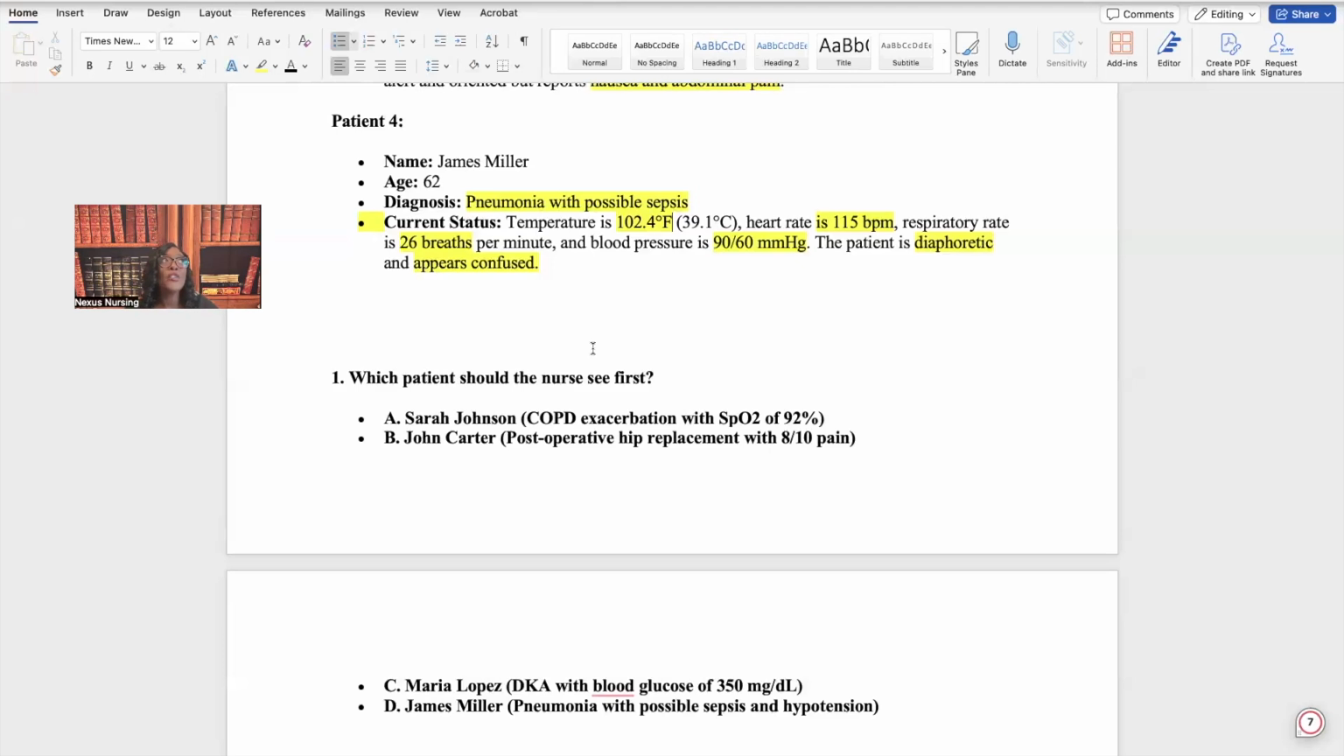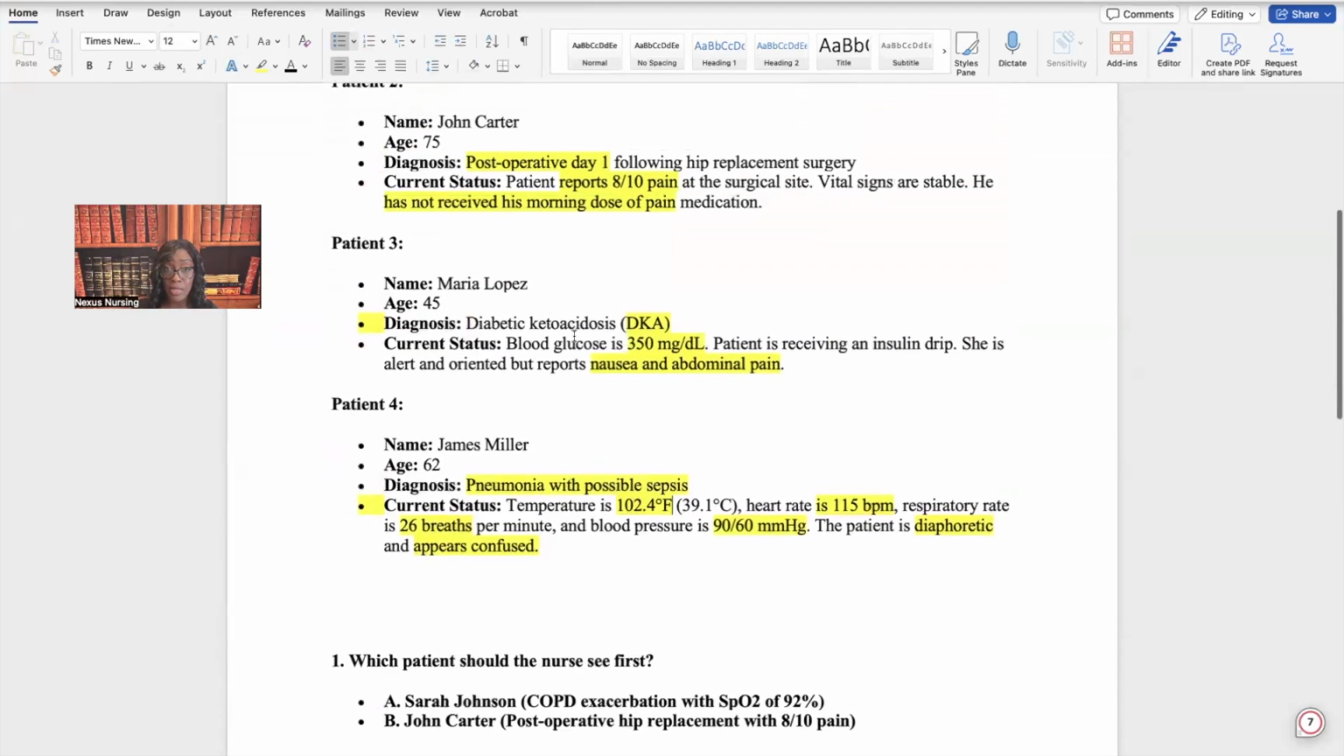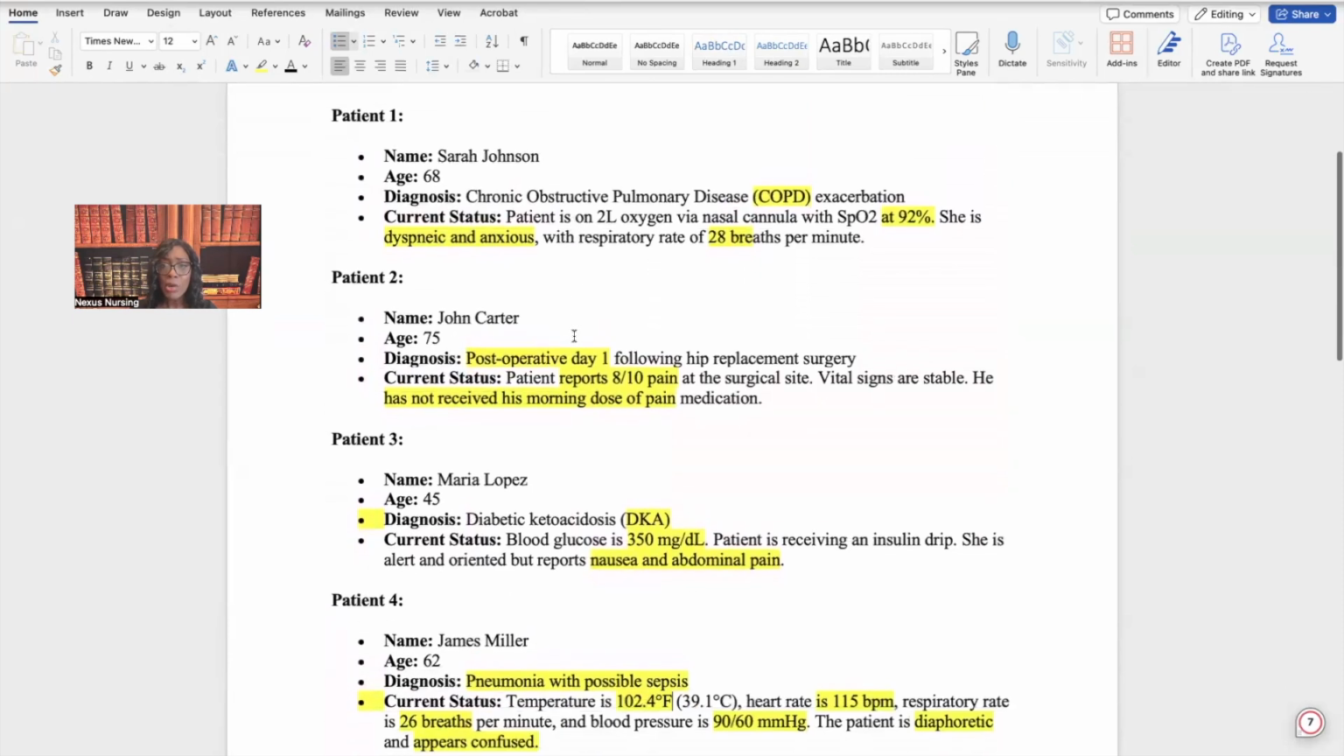Now, I know a lot of you would have been stuck between one and four. Let me go back up to number one. Sarah Johnson, she's got stuff going on with her respirations. Why do we choose four instead of one? Whenever we're talking about priority, we're talking about what's hurting the patient right now, who is most likely, right? So between one and four, let's look at one. Patient's got COPD. What is COPD? This is a chronic condition. This isn't something that just developed yesterday, right? This is something they've been living with.